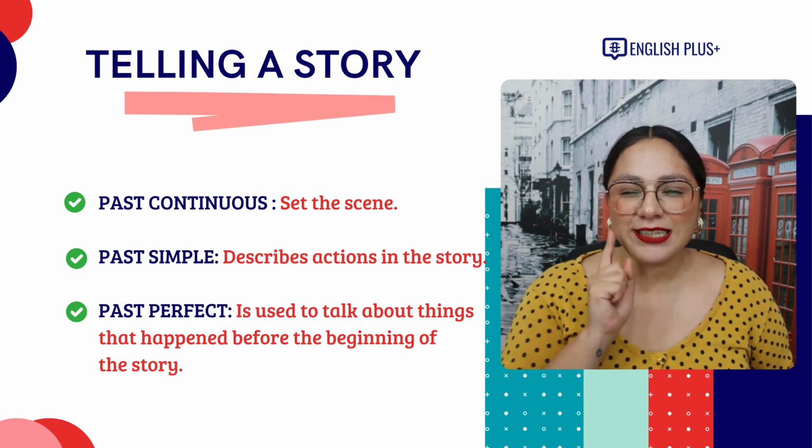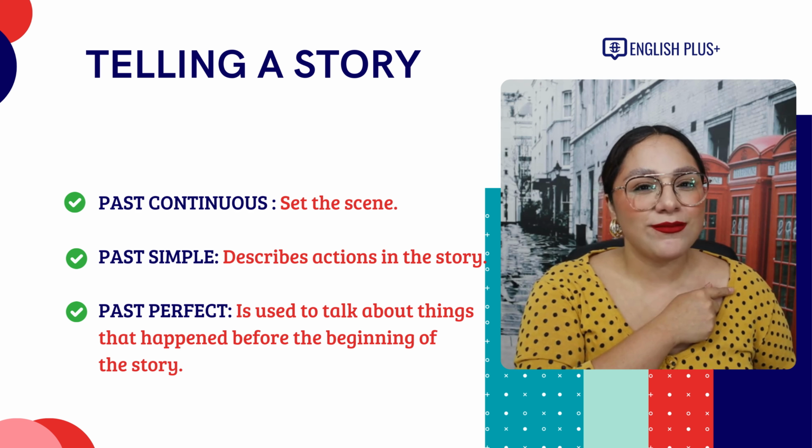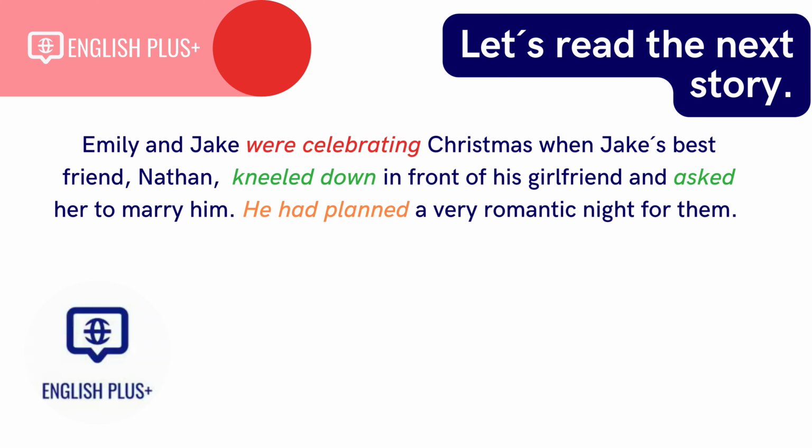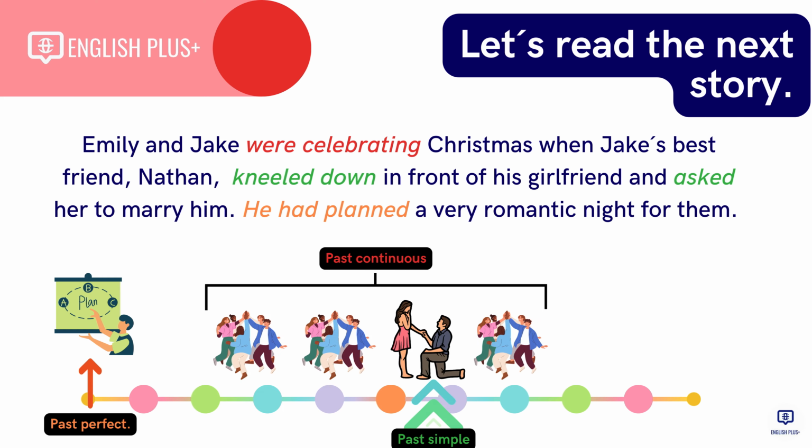Now it's time to look at some examples. In the story that we are about to read together, you will find every structure with a different color. Remember, these structures are past continuous, past simple, and past perfect. Emily and Jake were celebrating Christmas when Jake's best friend, Nathan, kneeled down in front of his girlfriend and asked her to marry him. He had planned a very romantic night for them.